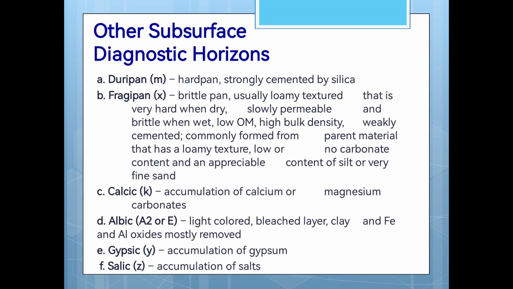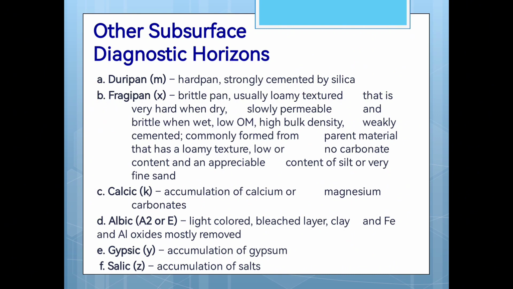We have duripan. This is hard pan, which is strongly cemented by silica, duripan. We also have fragipan, which is brittle pan, usually loamy texture that is very hard when dry, slowly permeable, and brittle when wet. It has low organic matter, high in bulk density, so compacted siya. They are weakly cemented and commonly formed from parent material that has a loamy texture, low or no carbonate content, and appreciable content of silt or very fine sand.